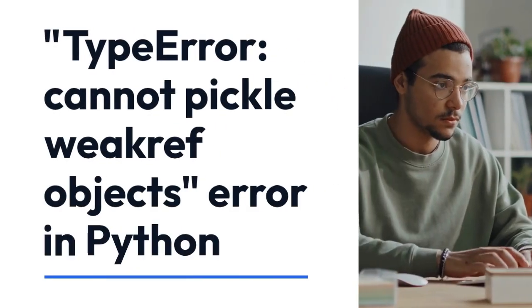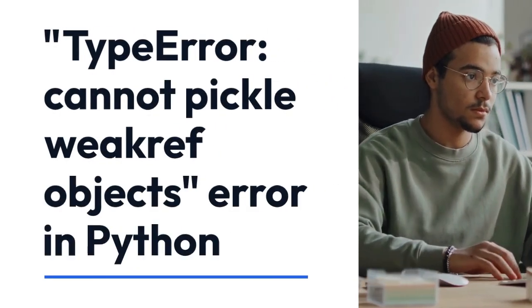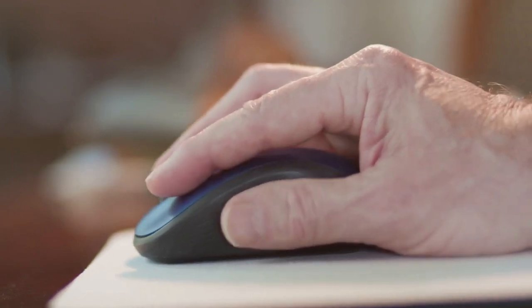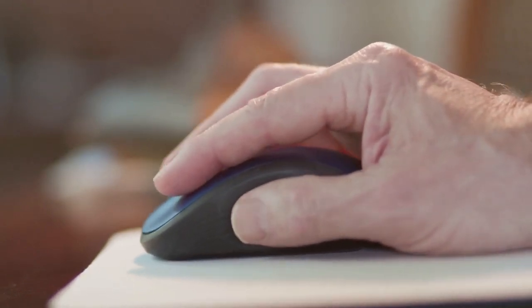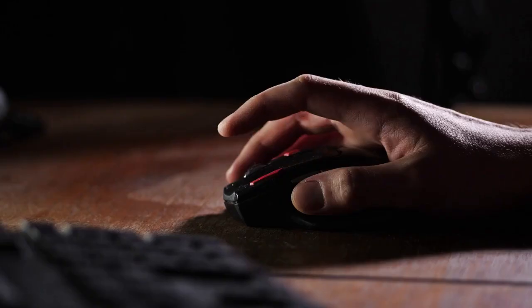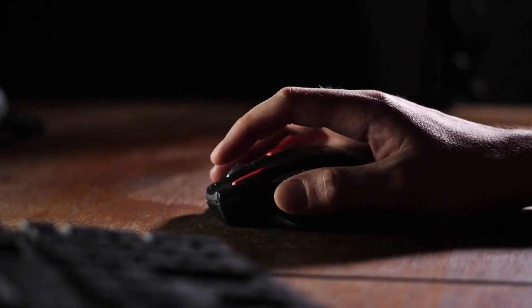We're going to explain the TypeError "cannot pickle weakref objects" error in Python. This error typically pops up when you try to serialize, save or transmit objects that contain references to other objects using Python's pickle module, and one of those references is a weak reference.